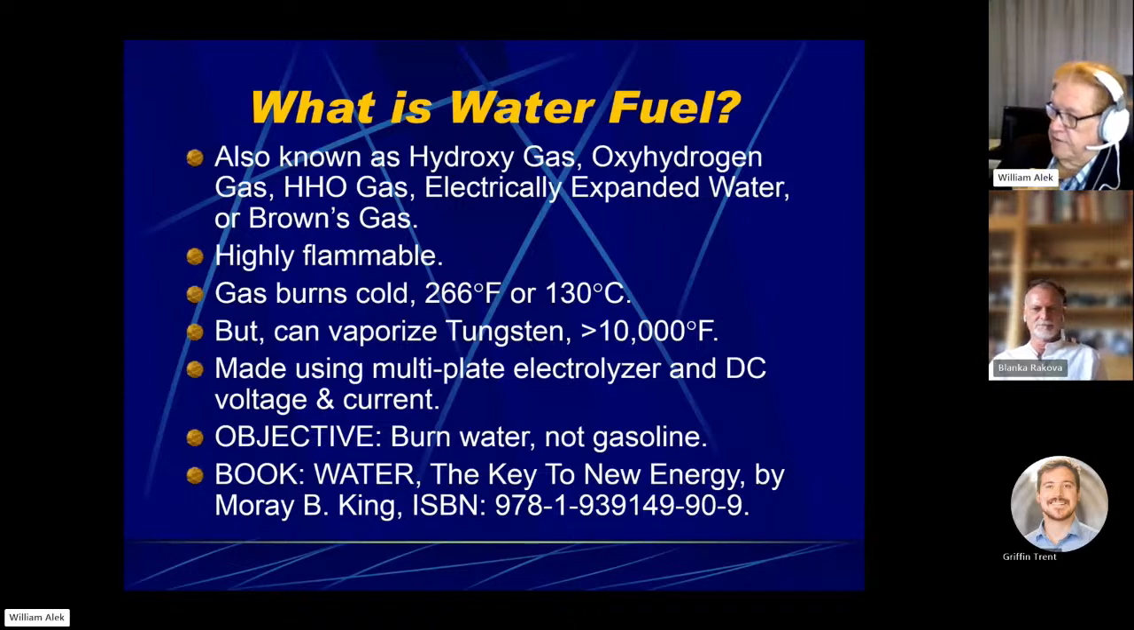Okay, and so the objective here. Well, what's the objective of all this? Well, burn water, not gasoline. Okay. Burn water, not gasoline. And so Maury King came along. You can get his book, The Key to New Energy, okay? And there's the ISBN number. You can get his book where he talks all about this water fuel, okay? All these characteristics behind this technology, okay?